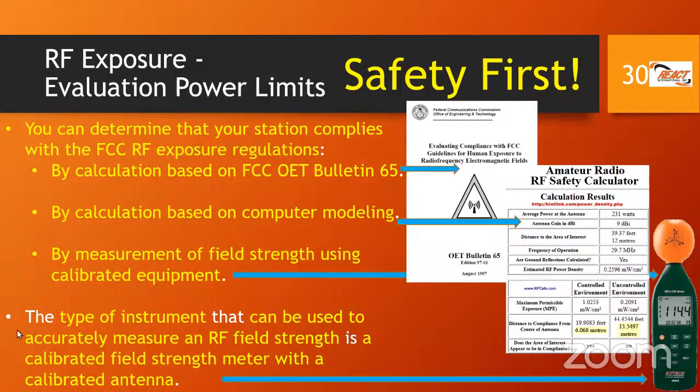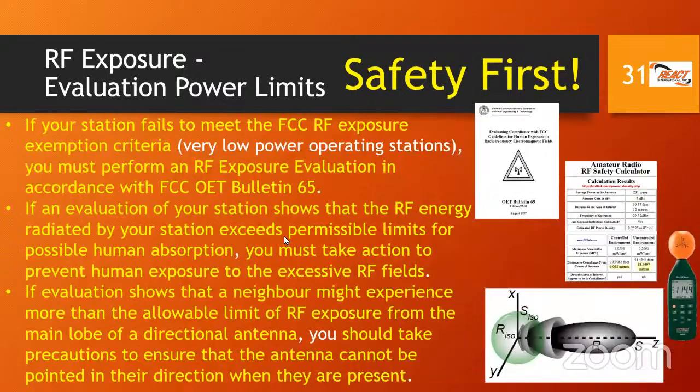And the bullet point here just expands on the previous bullet point, which is the type of instrument that can be used to accurately measure an RF field strength: a calibrated field strength meter with a calibrated antenna. So notice they use the word calibrated here quite often, and that's just saying it's not good enough to just use an instrument, but the instrument must have been calibrated according to a reference standard, because instruments can go out of calibration in time. So some instruments require recalibration periodically and also certification. So they are emphasizing here that you must use calibrated instruments.